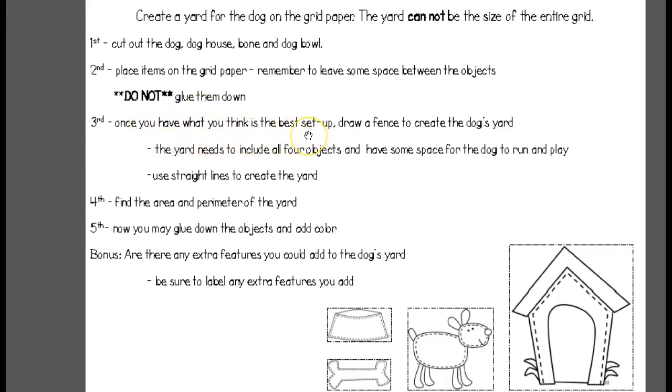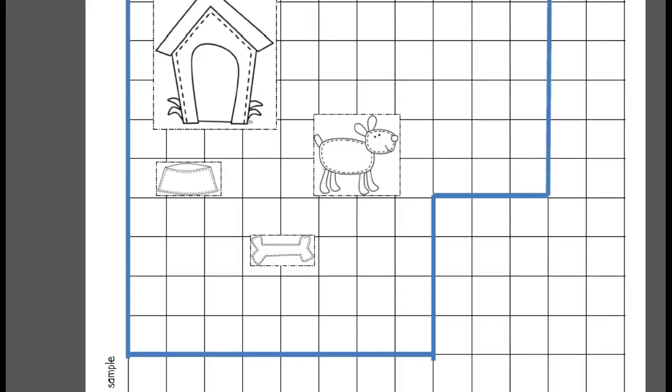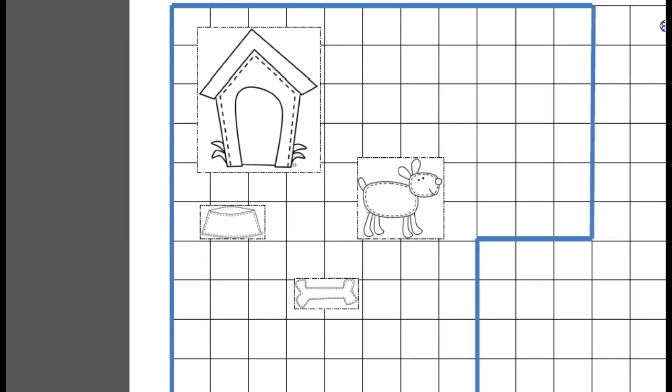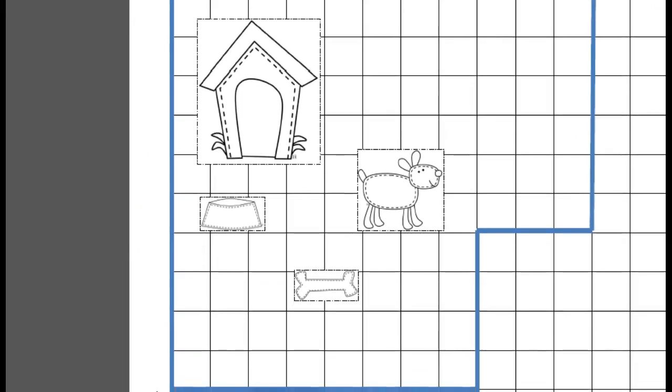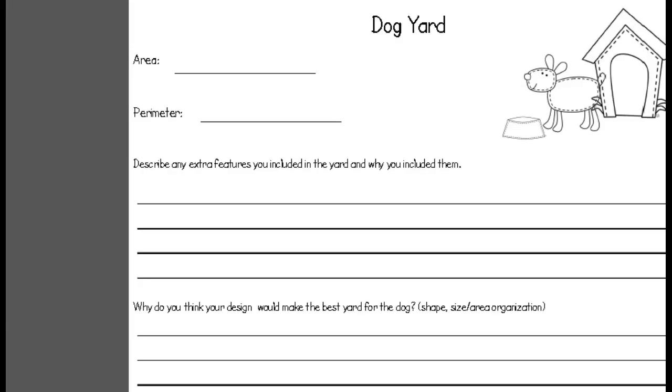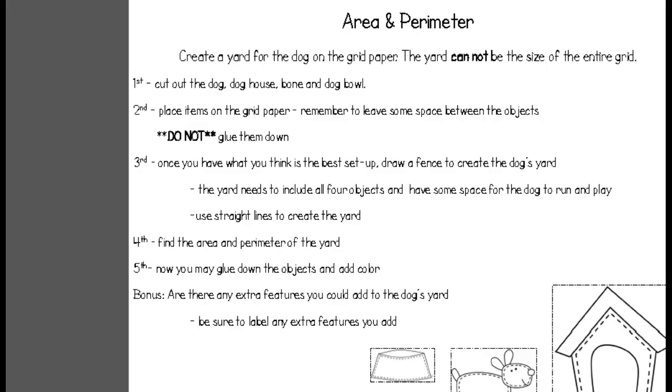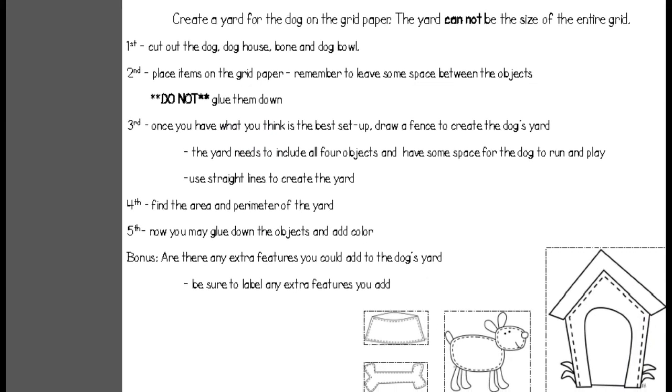Once you think what you have is the best, draw a fence for the dog's yard. So like this is the example that we showed during Math Club. Okay, that, oops, I can't show you the top of the fence. There we go. So this is what somebody decided to make their yard like. All right. So you're going to do that. So once you decide, you're going to draw in pencil, then marker your yard. Then you are going to glue down your dog house and your dog and your bone. And if you want to add some extra stuff in there to be creative, that would be great.